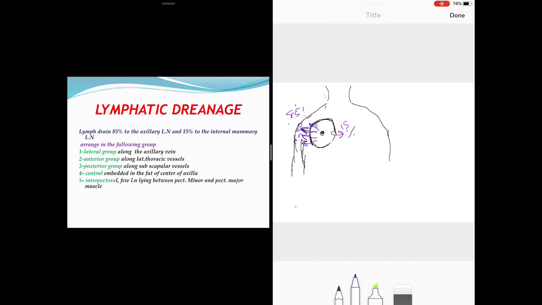From the central group, lymph goes to the interpectoral lymph nodes, between the pectoralis major and pectoralis minor muscles. All these lymph nodes drain to the central lymph node. The central node sends lymph to the apical group, which lies above the level of the pectoralis minor tendon. The apical group receives lymph from all these groups and is continuous with the supraclavicular lymph nodes, and drains to the subclavian trunk.